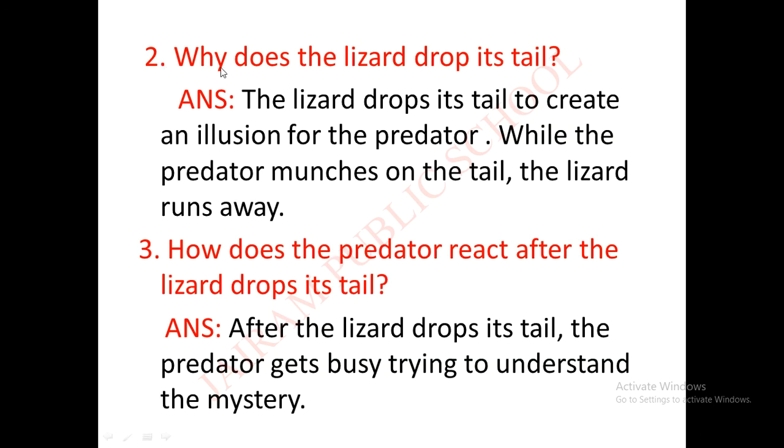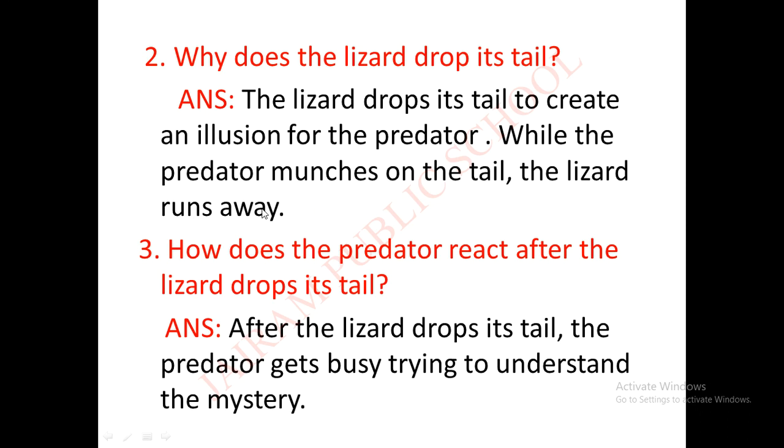Next, go to the second question. Why does the lizard drop its tail? Do you know why? Repeat all of you. What is the answer for this question? The lizard drops its tail to create an illusion for the predator. While the predator munches on the tail, the lizard runs away.